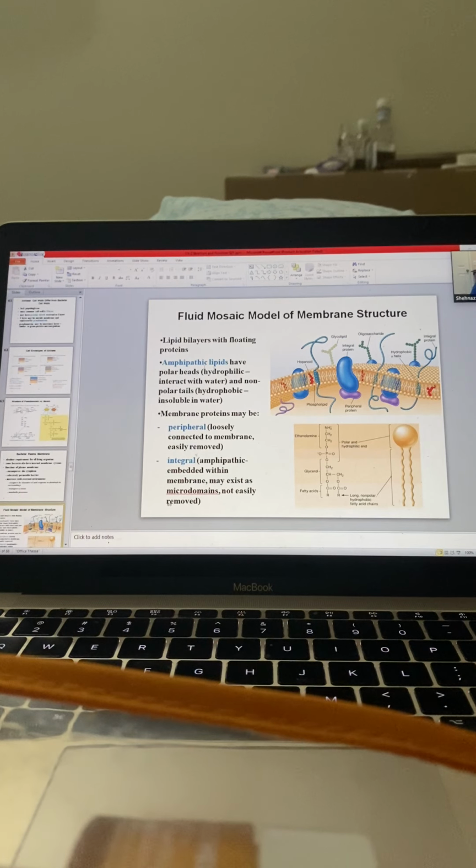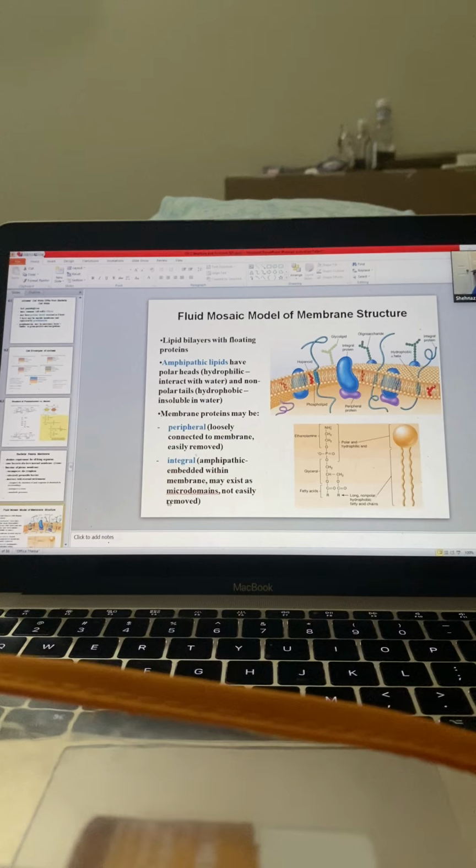We call them amphipathic lipids because they have polar heads. The heads are hydrophilic, whilst the tails, which are made up of fatty acids, are hydrophobic. As such, the membrane is very hydrophobic in the middle, and on both sides, inside and out, it is capable of water reactions occurring on the outside.